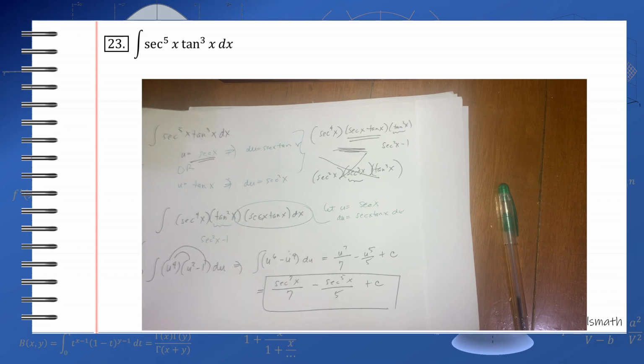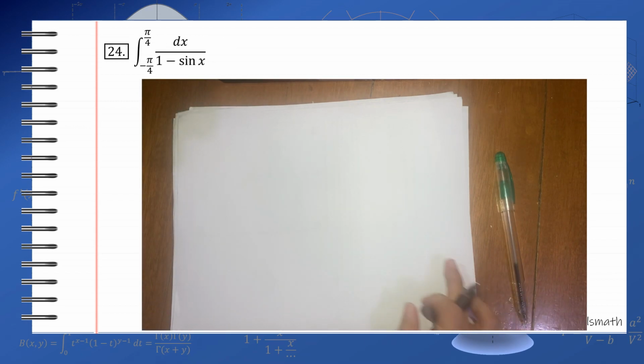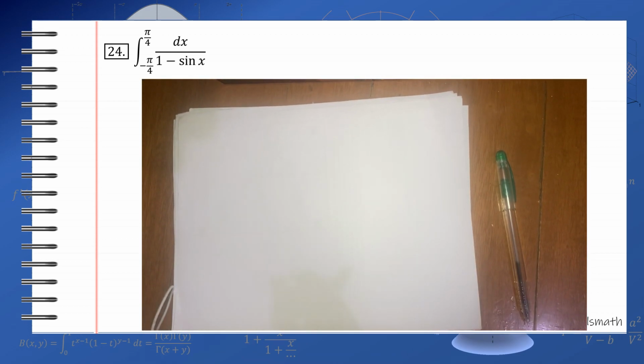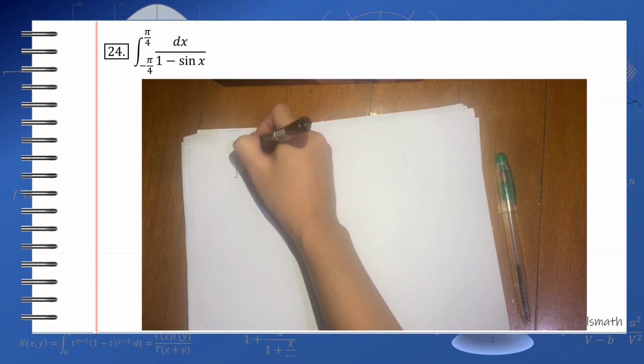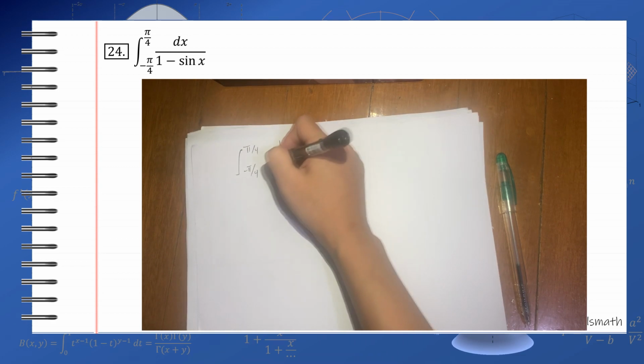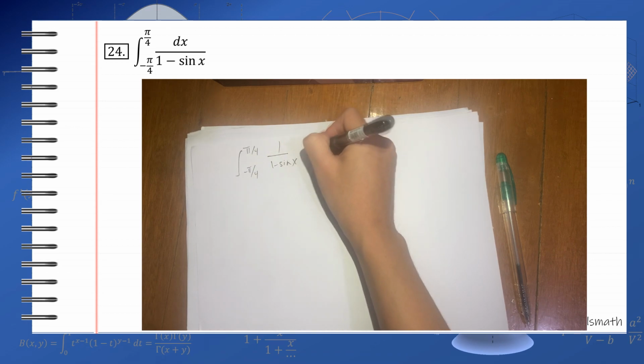Next, the second to the last item, number 24. Whoops, the camera moved. Number 24, it's the integral of negative pi over 4 to pi over 4, 1 over 1 minus sine x dx.